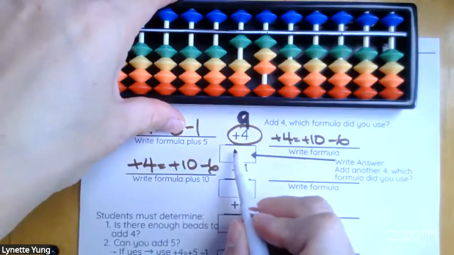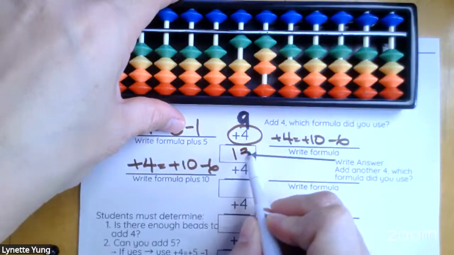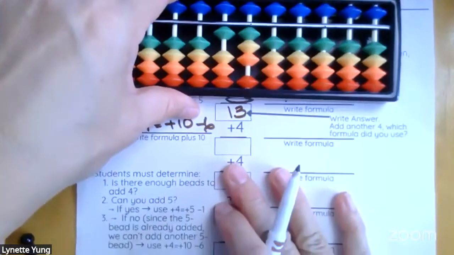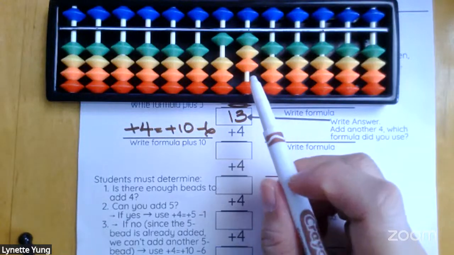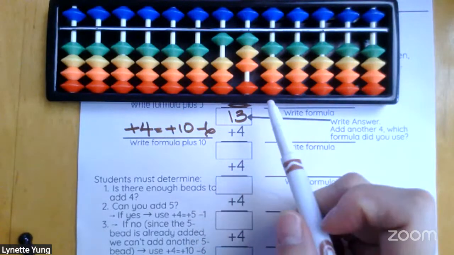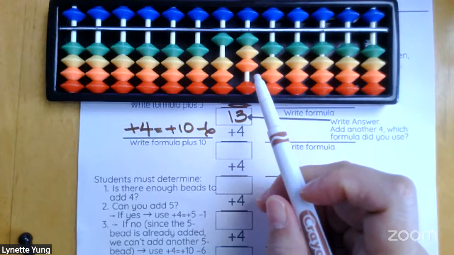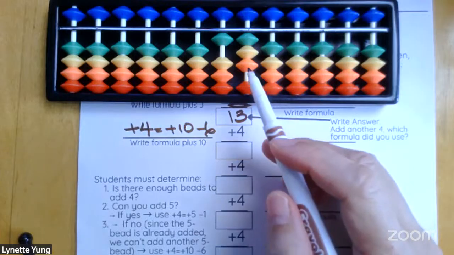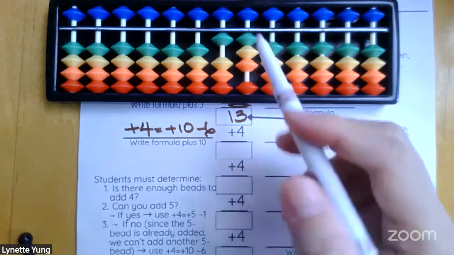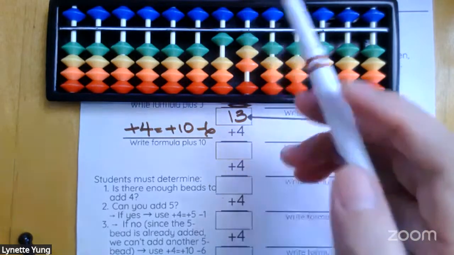What's your answer? 13. So we have 13 on the abacus. And then we're going to add the 4. Tammy, can we add the 4 here? Yes, you can add the 5 and minus the 1. How do we know this? Because you haven't used the 5. Yeah, the 5 is available.